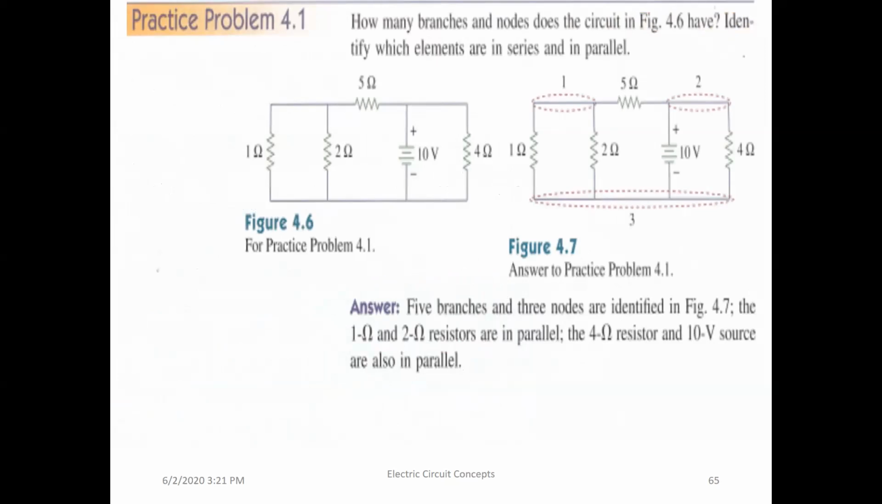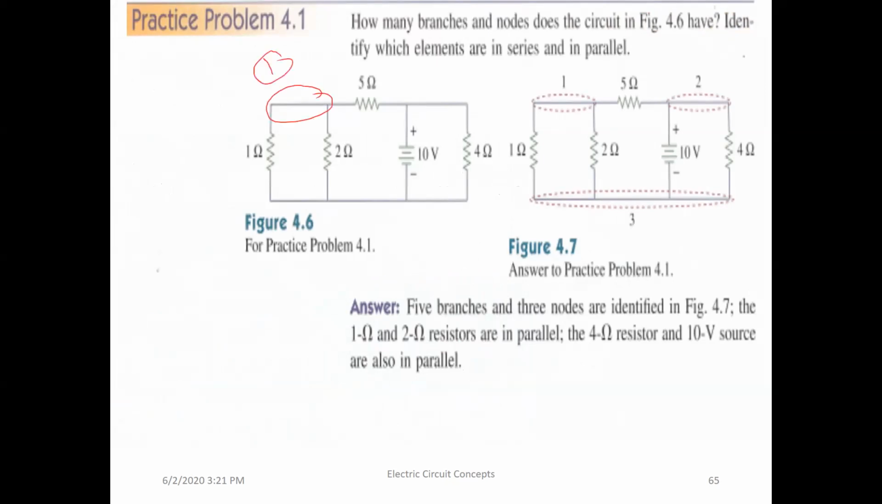Again, practice problem 4.1. How many branches and nodes does the circuit in the figure have? Let's look at the nodes. This is a node. No, I made a mistake, it's not a second node, it's the same node here, since there's no element in between. That means this is one node.